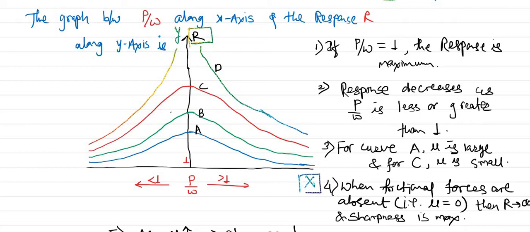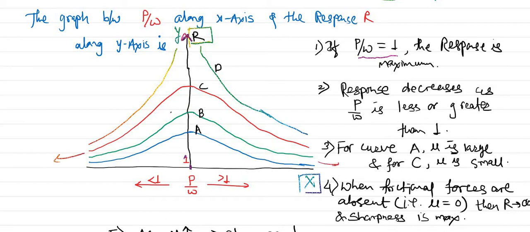Right. So if we see here, p by omega is equal to 1. This center value is 1. So when p by omega is 1, the response is going to infinity. That means it is the maximum value. The response is maximum if p by omega is equal to 1. But on both sides of this central axis, you can see the response is decreasing, on this side also and on this side also.